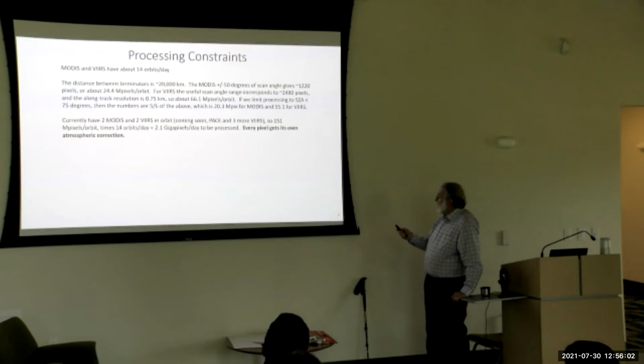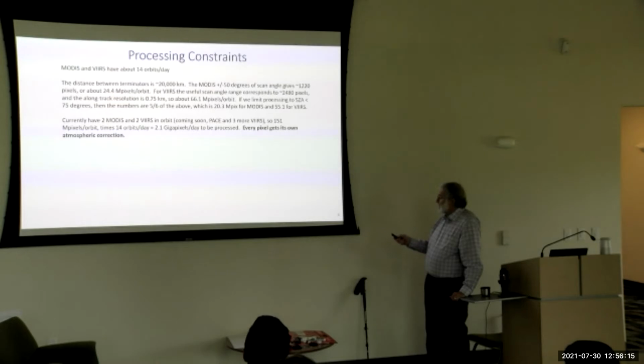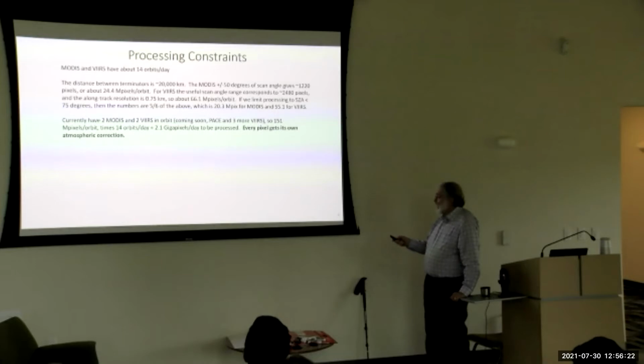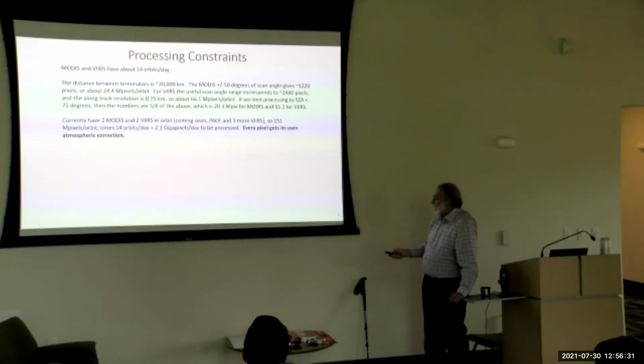And VIIRS, it's about the same, except it has higher spatial resolution. It's about 2,500 pixels, and the along-track resolution is 0.75 kilometers. MODIS is 1 kilometer. VIIRS is actually collecting 66 million pixels per orbit. That's just on the daylight side, of course. And then NASA guys say, well, we're only going to process this if the solar angle is less than 75 degrees. Okay, reasonable. And so that reduces things a bit.